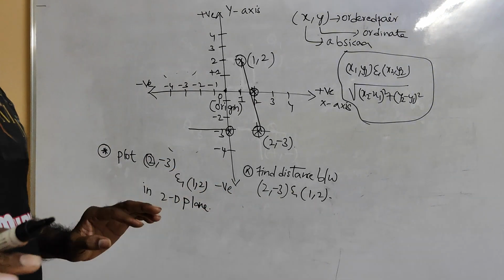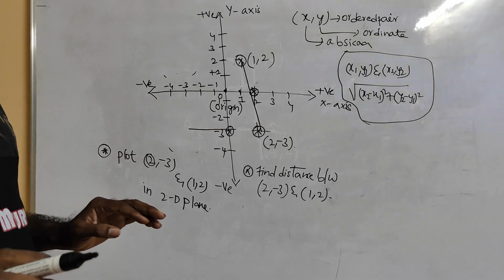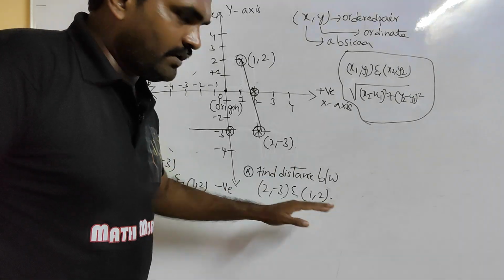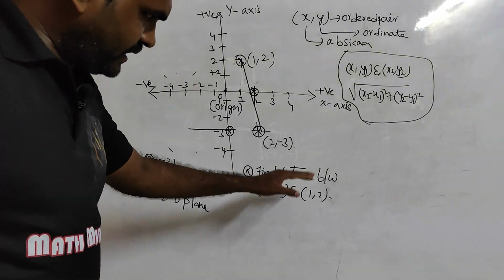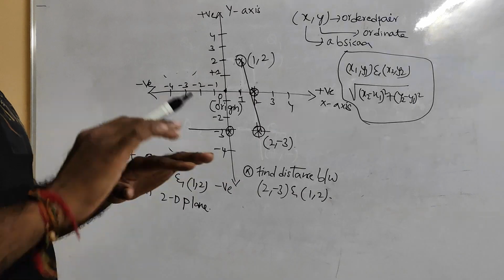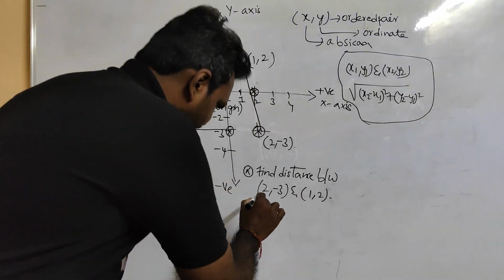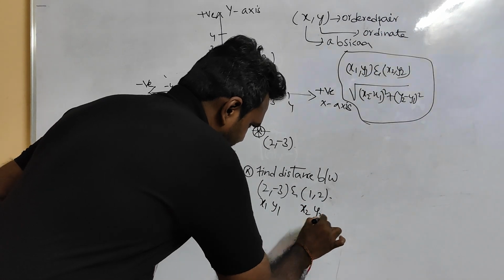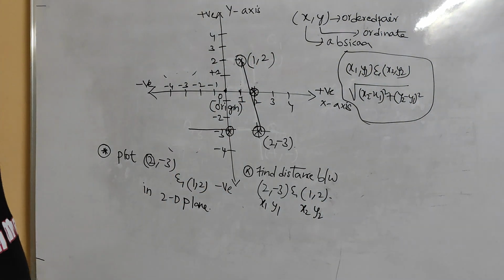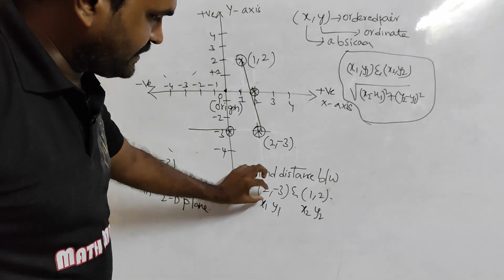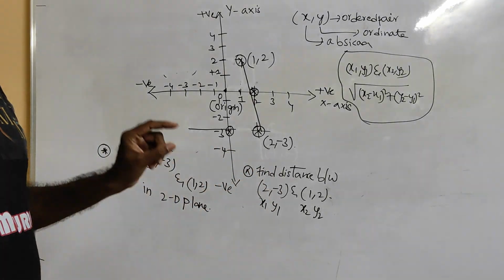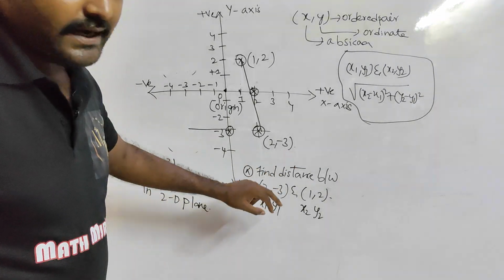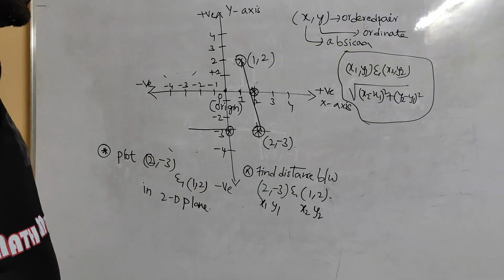You can take whatever you want. Here there is no objection of taking first one as x1, y1 and second one as x2, y2. If you interchange and take same also, you will be getting same answer. That means if you take it in the reverse order also, you will be getting same answer. But you should not take first one as y and second one as x. That you have to be careful. In the ordered pair, first one is always x, second one is always y.